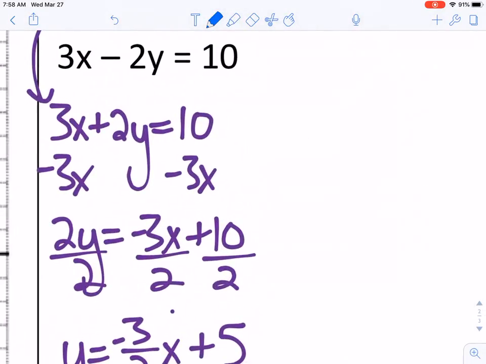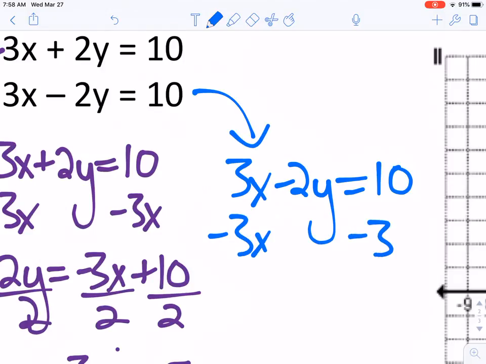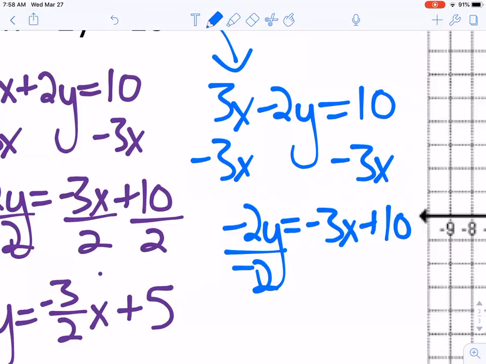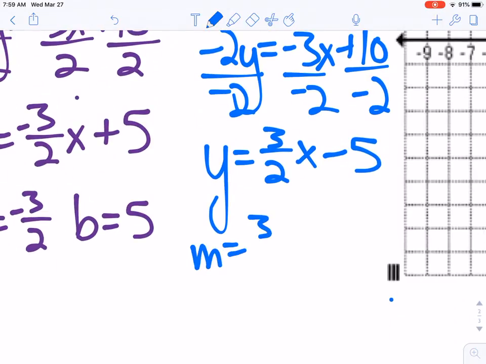And do the same thing again with the other one. Let's do blue this time. So 3x minus 2y equals 10. Subtract that 3x to the other side. You're left with negative 2y equals negative 3x plus 10. So you have to divide by negative 2 this time. Get y equals, those negatives will cancel for the negative 3 over negative 2. So we'll have positive 3 over 2x. And then 10 divided by negative 2 would be negative 5. So here we have a slope of 3/2 and a y-intercept of negative 5.